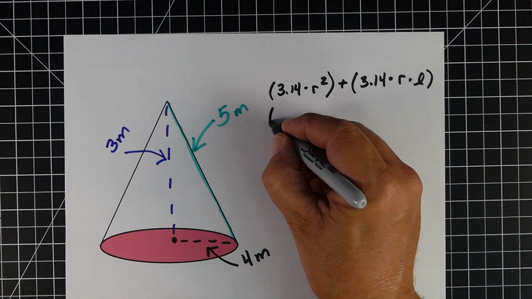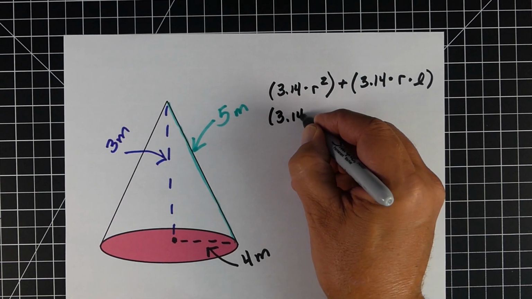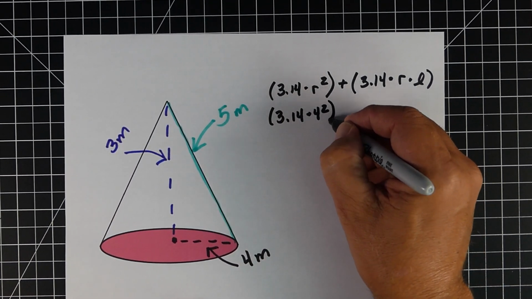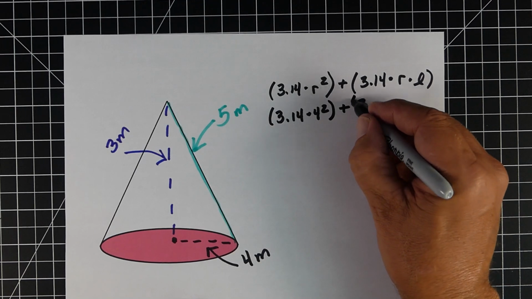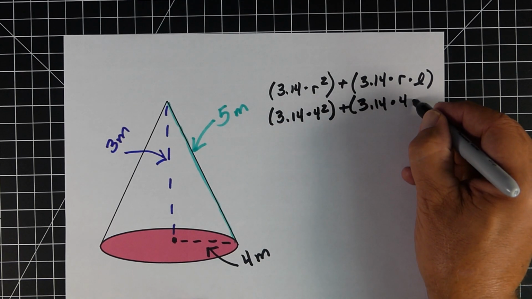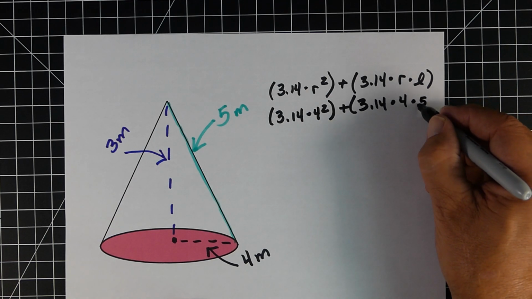Matter of fact, I'm using 3, 4, and 5 just like the previous one, but the answer is going to be a little bit different. So the first part, area of the circle, is pi times radius squared, or 4 squared. The second part is going to be pi times radius, which is 4, times slant height, which is 5.